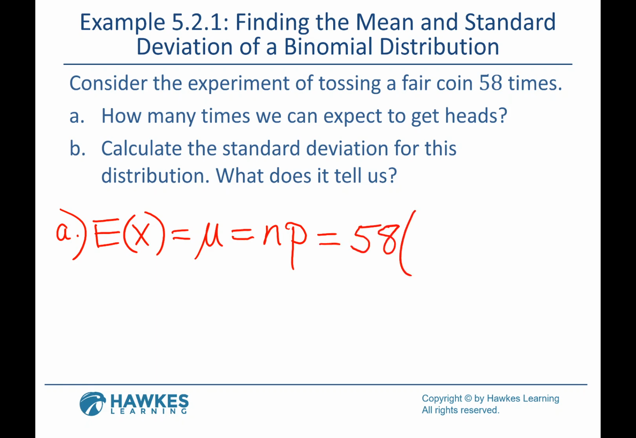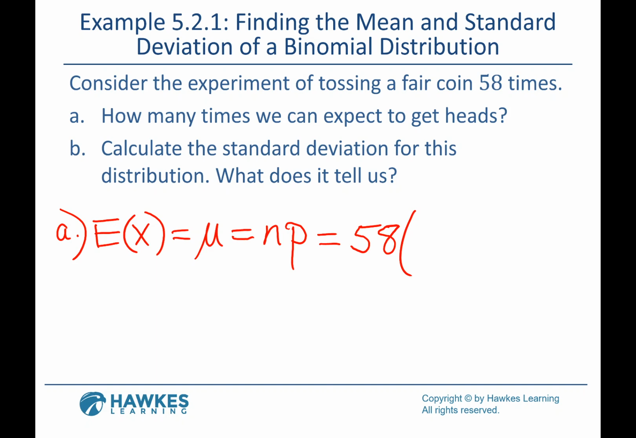And then p is our probability of success, but you have to be a little careful thinking about this. First of all, what are we calling a success? What event are we interested in? Heads or tails? Heads, because it asks us how many times can we expect to get heads. So that's the one we're going to call a success, heads. Tails we'll call a failure.